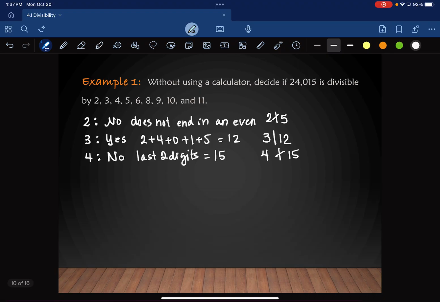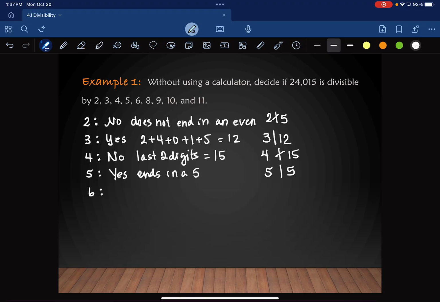How about 5? Yes, how do we know? It ends in a 5. You could also say that the 5, the number I'm trying to divide by, divides 5. Right? That's why it works. 5 divides 5. It ends in a 5. Very good. How about 6?